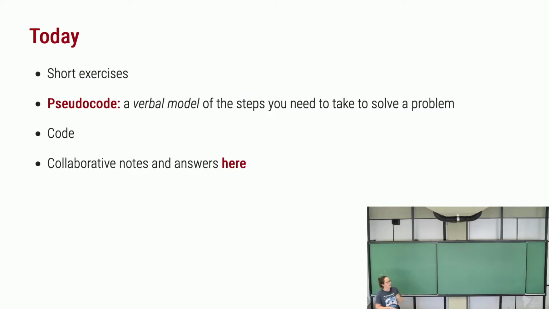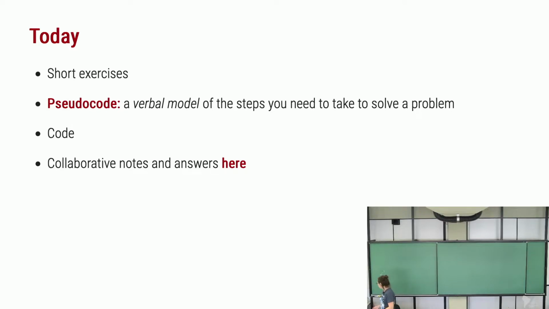So we're going to have short exercises. I was telling you before, we're going to do some pseudocode. It's verbal models of what you would do when coding. Hopefully this pseudocode translates into code. And there's a link here, collaborative notes and answers here.